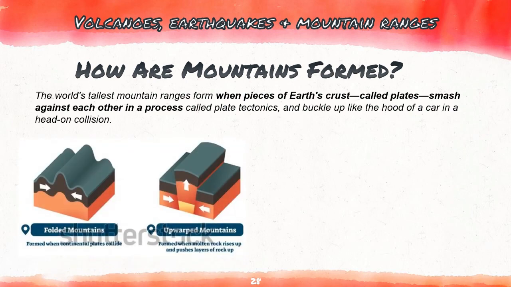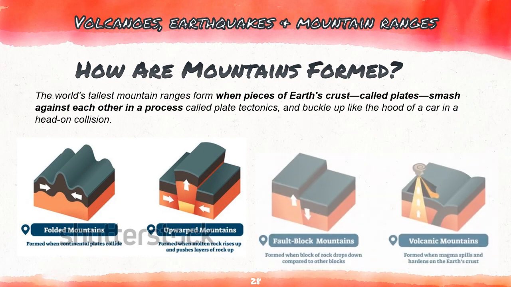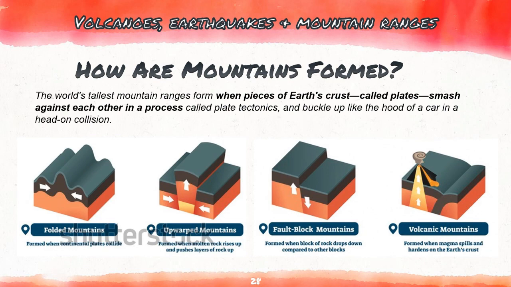There are some types of mountains depending upon how they are formed. First one is the folded mountain. It is formed when continental plates collide. Second, upwarp mountain, formed when molten rock rises up and pushes layers of rock up. Next is fault block mountains, formed when a block of rock drops down compared to the other blocks. And the last one is volcanic mountains, formed when magma spills and hardens on the Earth's crust.